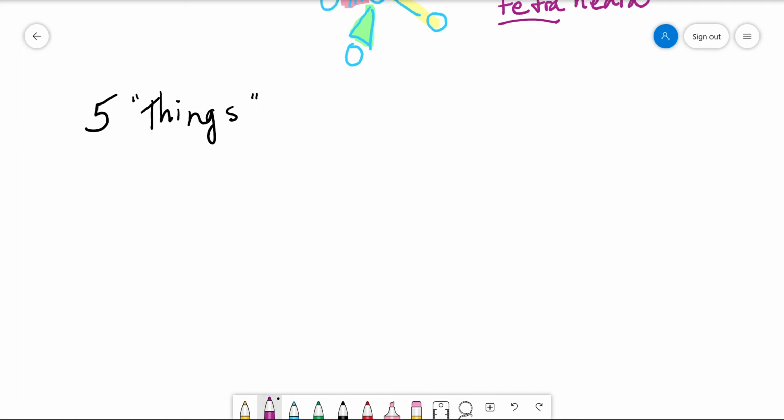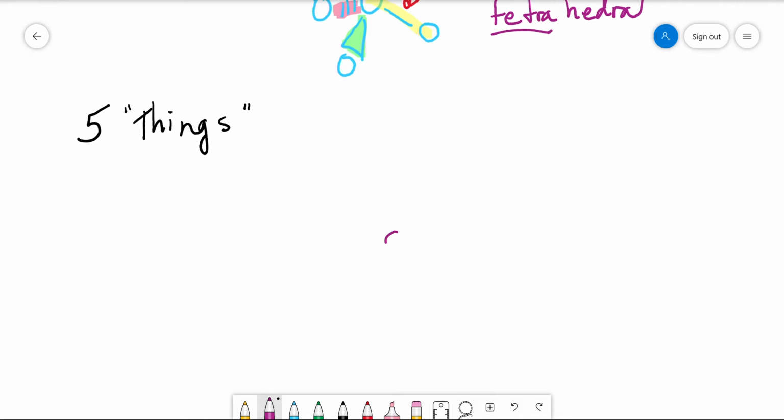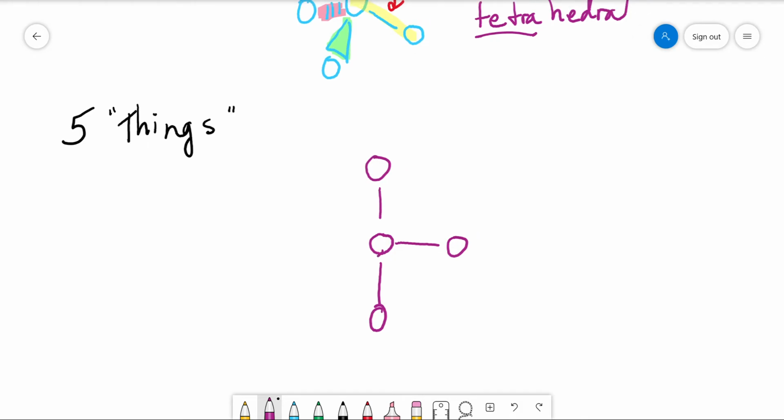Next up, we have five things. And when we have five things, this is probably the most complicated one, because not all the positions are equivalent. Well, not all, but there are two different positions here. And again, you're just going to have to forgive my slightly messy drawings. So let's get this drawn out and then we'll explain it.